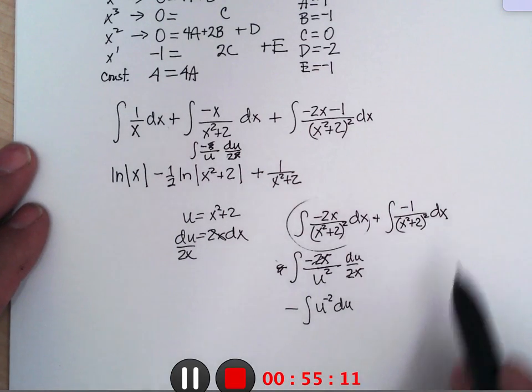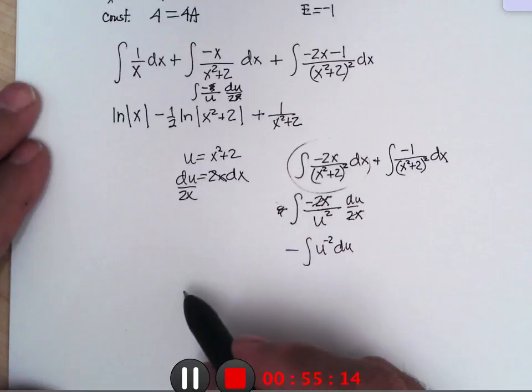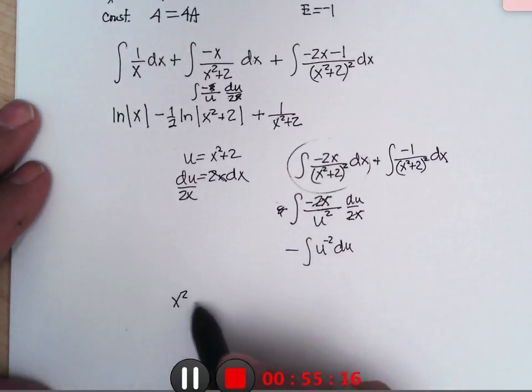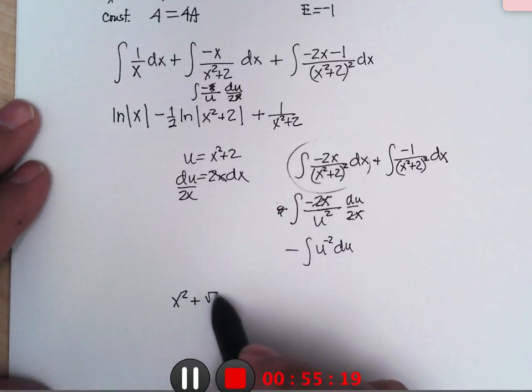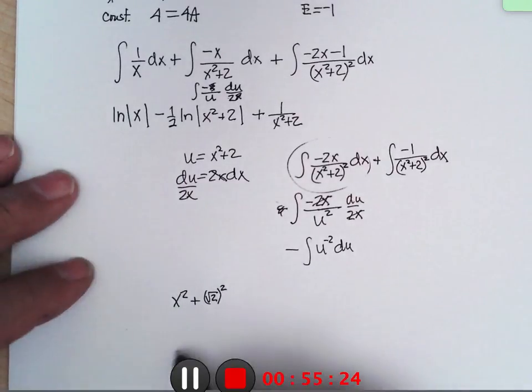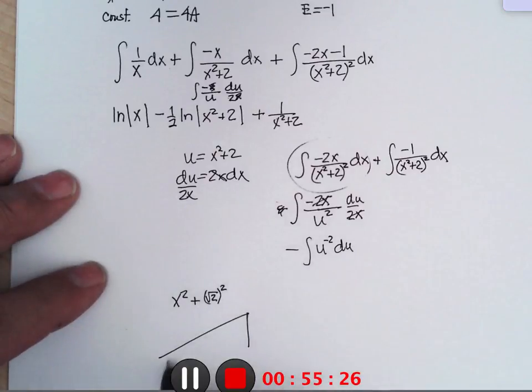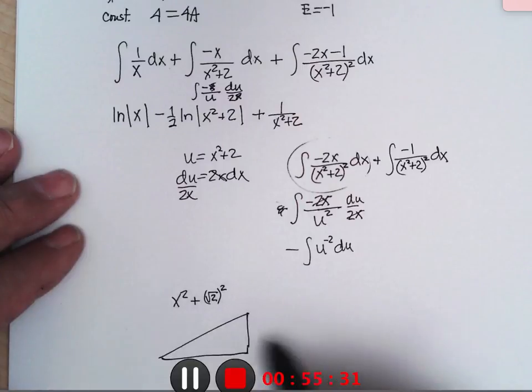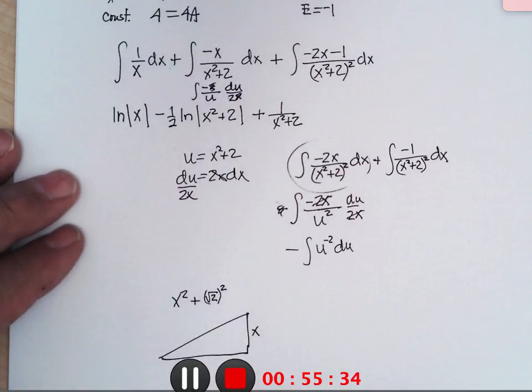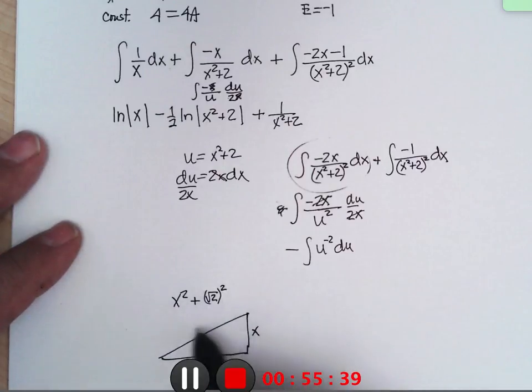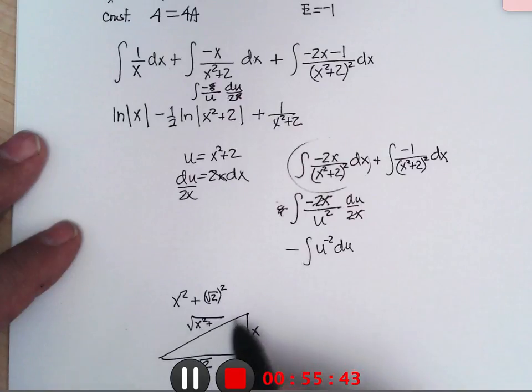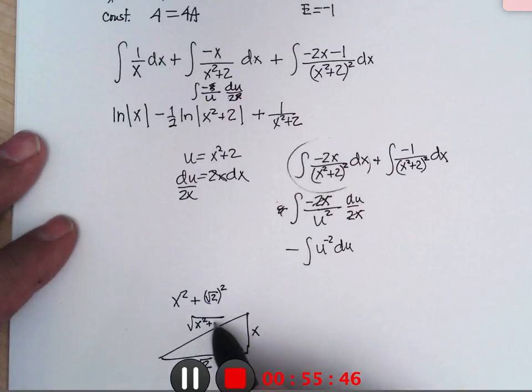Now I'm going to come down here. I'm going to think of this as x squared plus the square root of 2 squared, which would come off of a triangle if I put x here and square root of 2 here. The hypotenuse would be the square root of x squared plus square root of 2 squared, which is 2.